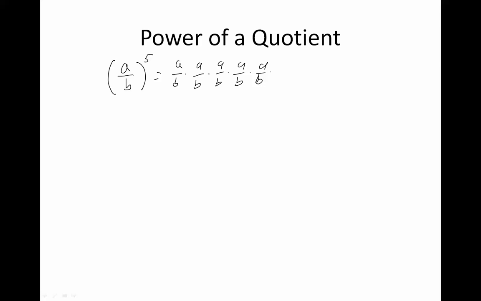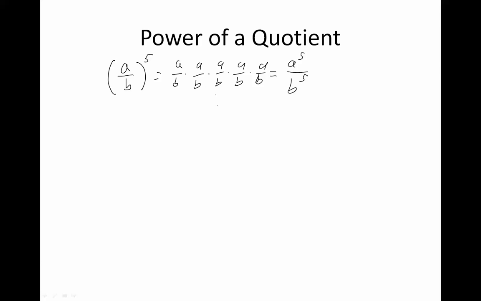I don't want you to write all these out, and I don't blame you for not wanting to write them out, because that is a lot of work. So instead, let's use the rule to shorten that work for us, right? What's happening in the numerator? It's a times a times a times a times a, right? That's a to the 5th. And what's happening in the denominator? That's b times b times b times b times b. That's b to the 5th.